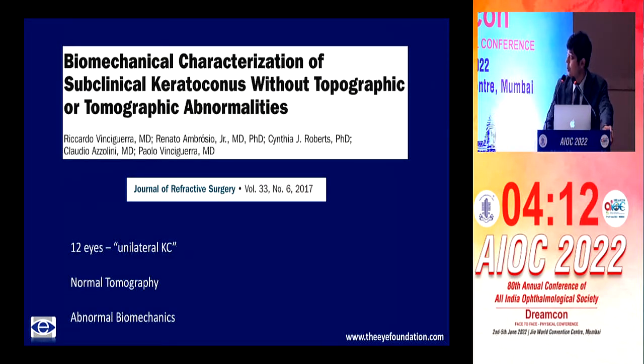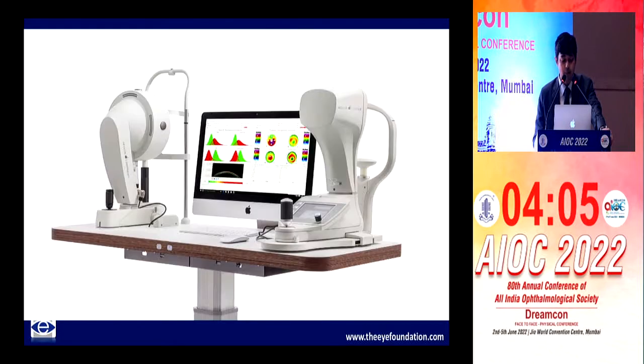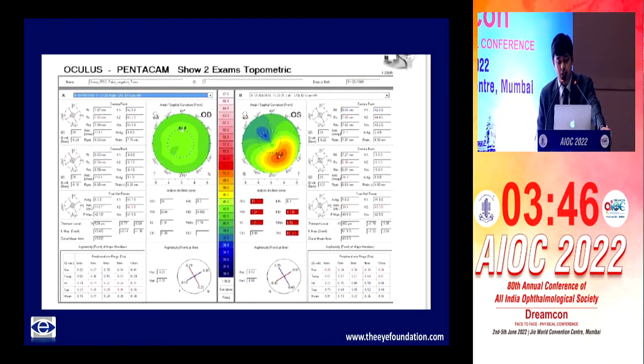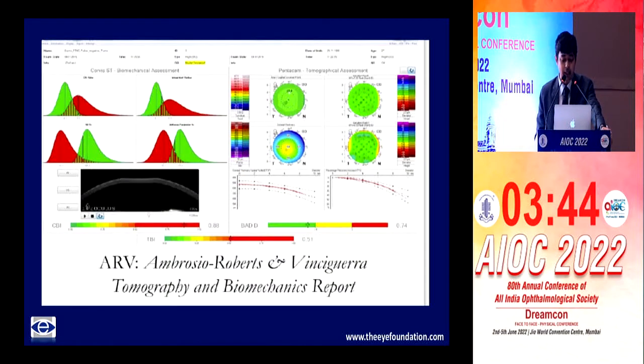So this was the first publication on this, with 12 eyes of unilateral keratoconus with normal tomography but abnormal biomechanics. This was then integrated with the Pentacam itself, where you have indices now combining the Pentacam and the Corvis and giving us a greater sensitivity in ectasia. So you have artificial intelligence combined with Scheimpflug tomography and the Corvis to give you newer values like the TBI, or the Tomographic Biomechanical Index.